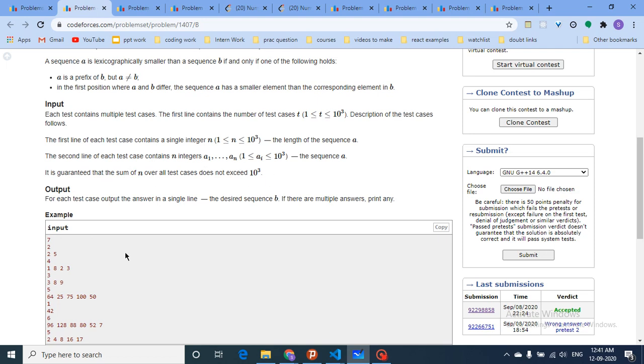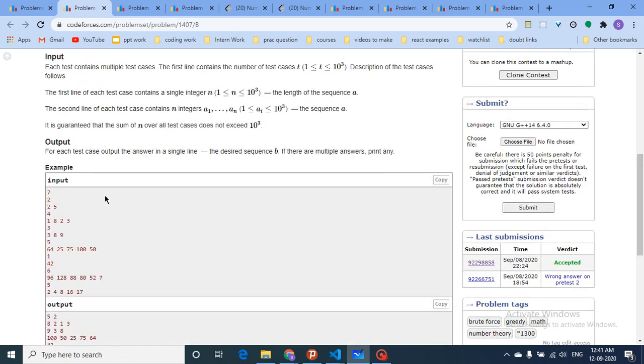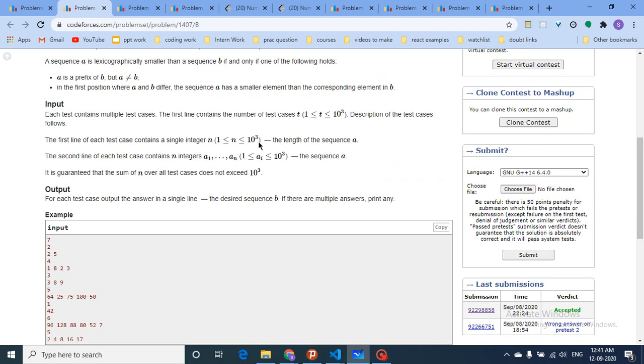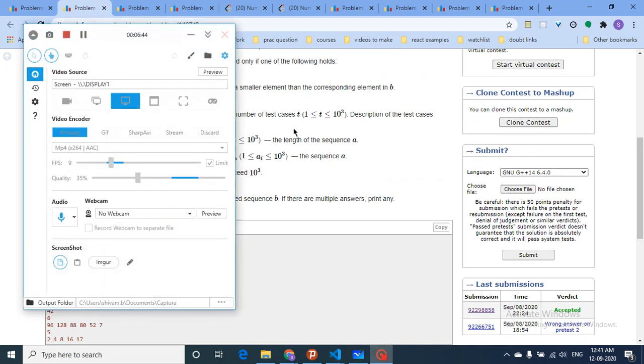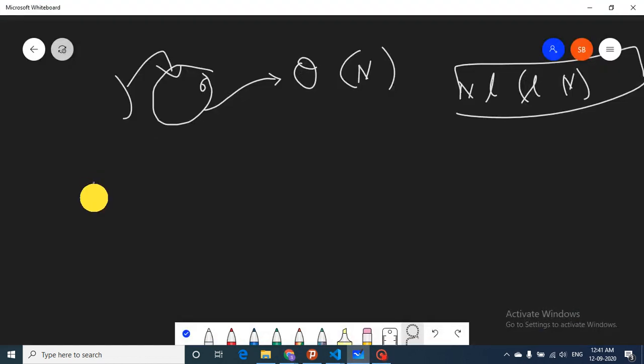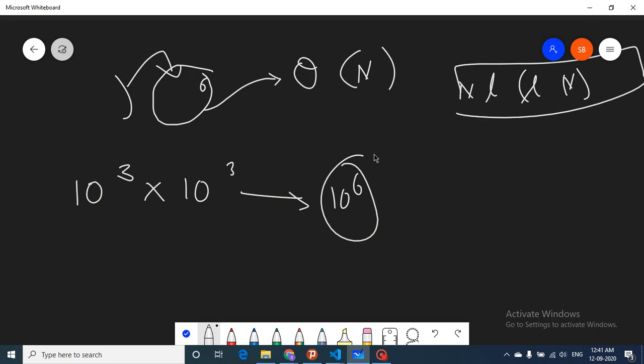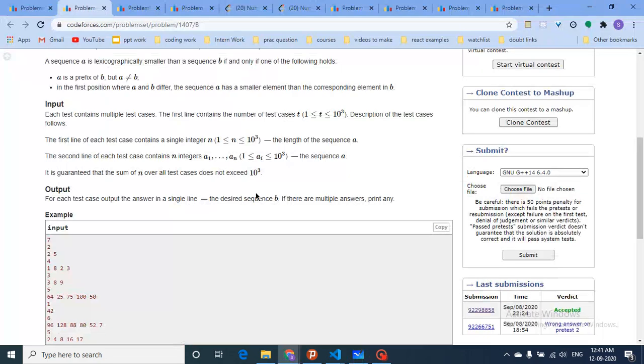What does this mean? You have some test cases, and it can seem that n is up to 10 to the power 3 and t is up to 10 to the power 3. So you might easily say, okay, I have a test case in which n is 10 to the power 3 and the number of test cases is also 10 to the power 3, so it is up to 10 to the power 6, so I have to do some order of n operation. But that's wrong. Why? Because it is given that over all the test cases, the sum of all n does not exceed 10 to the power 3.